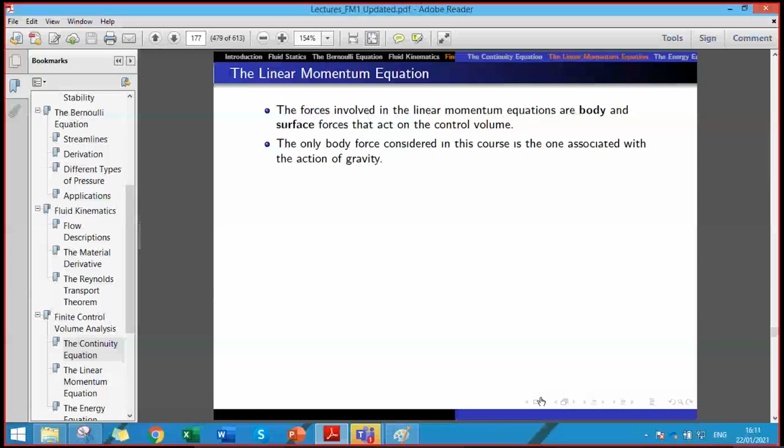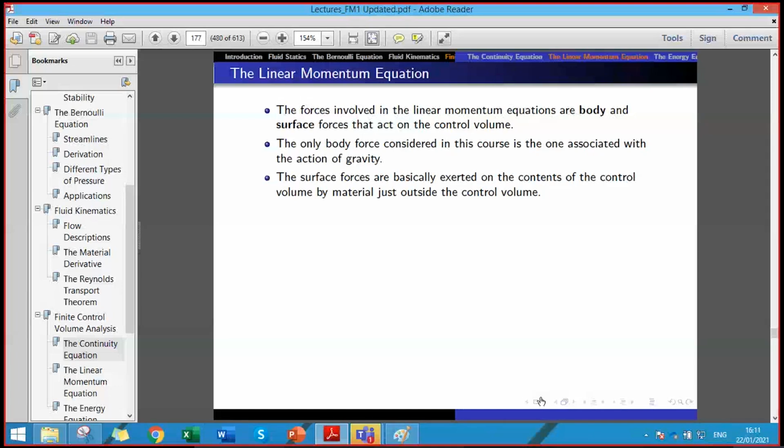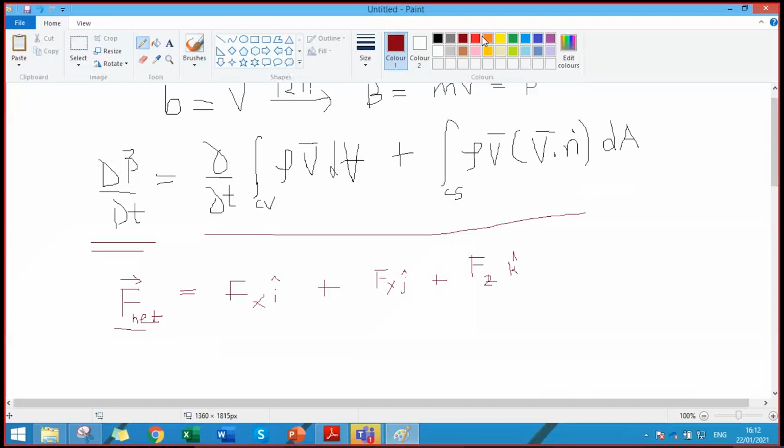So the only body force that is considered in this course is the action of gravity, and the surface forces are basically those that are exerted on the contents of the control volume by the material just outside the control volume. So we need to just understand this integral. Basically we need to understand this product here, which I am encircling in red. In order to solve the momentum equation, we need to understand this thoroughly, because this term is basically representing the net momentum flow into the control volume and out of the control volume. So if the momentum flow is into the control volume, will it be a positive term? If the momentum flow is out of the control volume, will it be a positive term or a negative term?